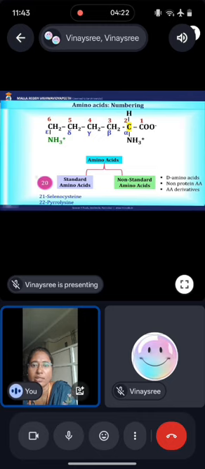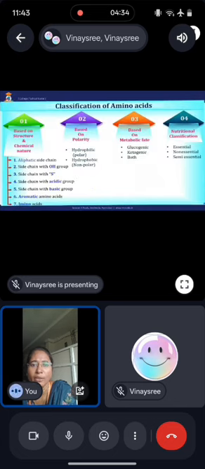These are the structural examples for the amino acid and also the classification of the amino acids. In general classification, there are two types, standard amino acids and non-standard amino acids. Coming to the classification of the amino acids, there are four types. The first is based on the chemical structure, the second based on polarity and solubility, and then based on metabolic fate and nutritional classification. These are the four types of classification of amino acids.